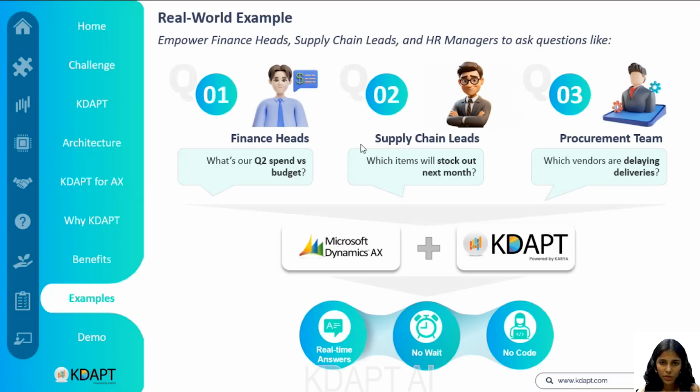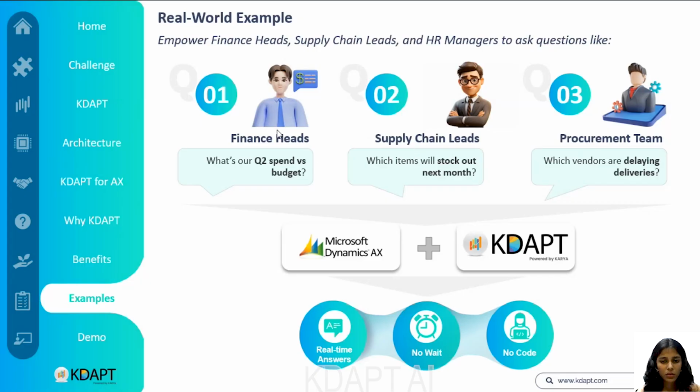Okay, so let me give you some real life examples, because KDAPT is built for everyday questions that leaders across your organization ask. The first one, imagine you're a finance head. You want to know what's our Q2 spend versus budget, broken down by department, for example. With traditional BI tools, you would wait for a report from IT or dig through spreadsheets. But with KDAPT, you just ask the question in plain English, and within seconds, you see a clear interactive chart showing the spend, variance, and trends, all live from the AX data, which is connected with KDAPT.